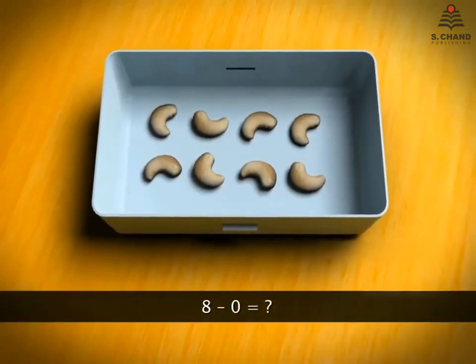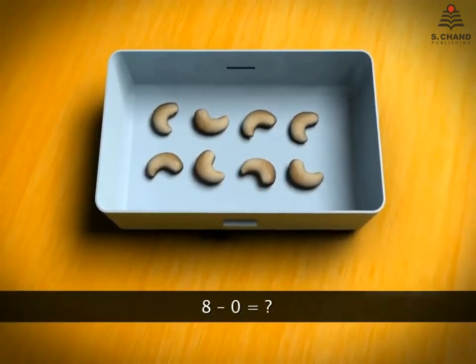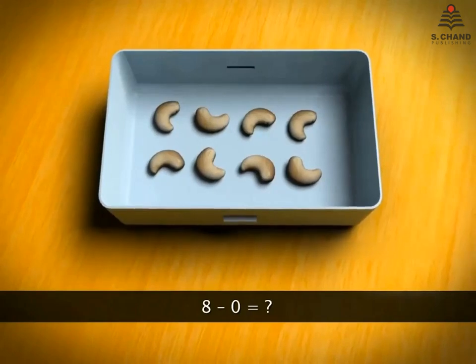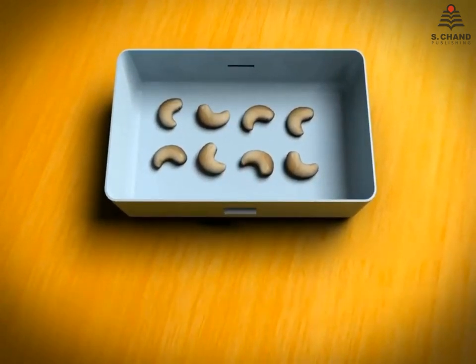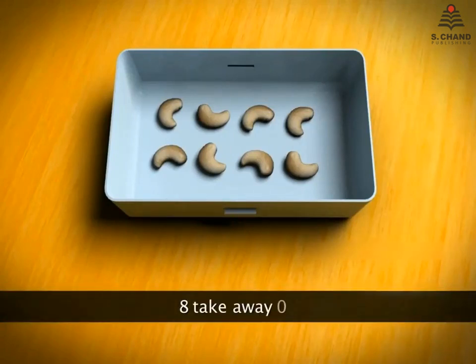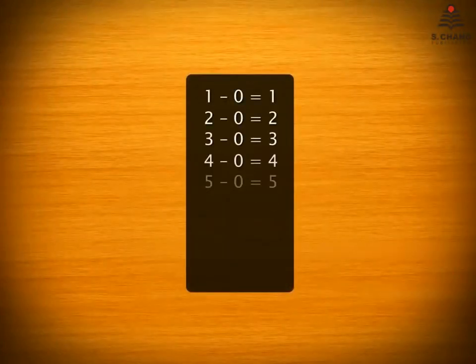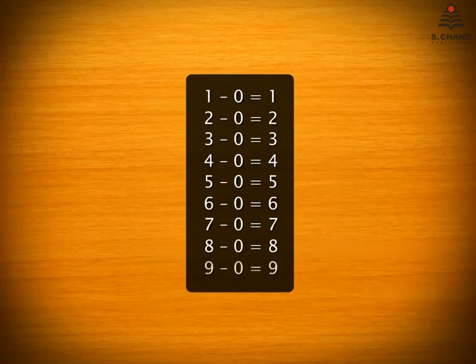What is left when 0 is subtracted from 8? 8. So, 8 take away 0 is 8. When 0 is subtracted from a number, we are left with the same number.